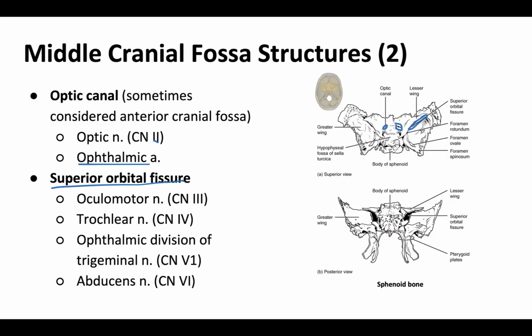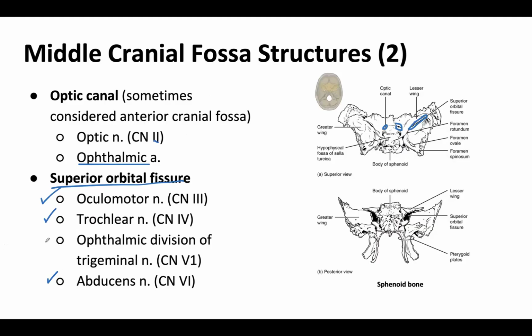And these structures are all traveling to or from the orbit. The majority of these are innervating the extraocular eye muscles, or the muscles that move the eyeball. So these include the oculomotor nerve. The oculomotor nerve, or cranial nerve 3, is the one that innervates the majority of the extraocular eye muscles. But also the trochlear and the abducens both innervate one extraocular eye muscle.